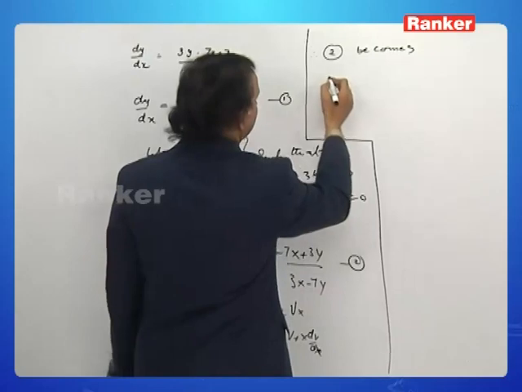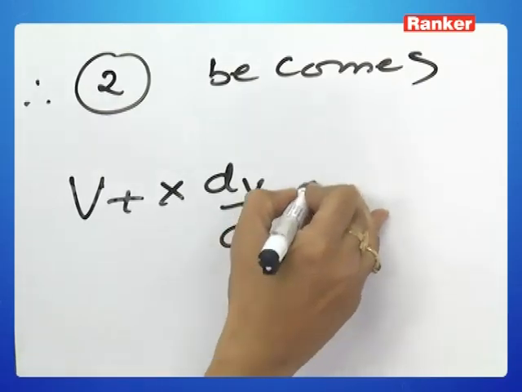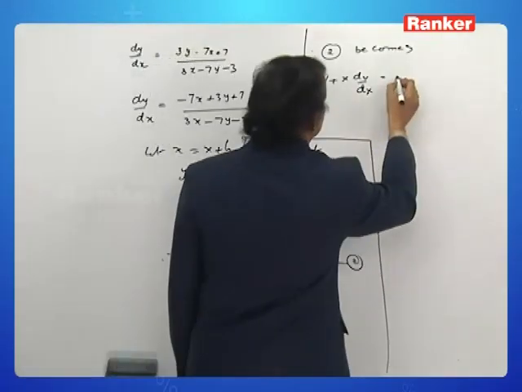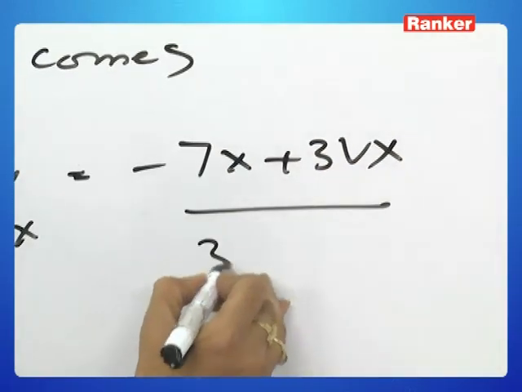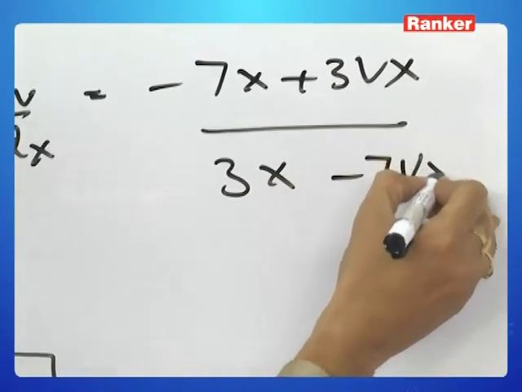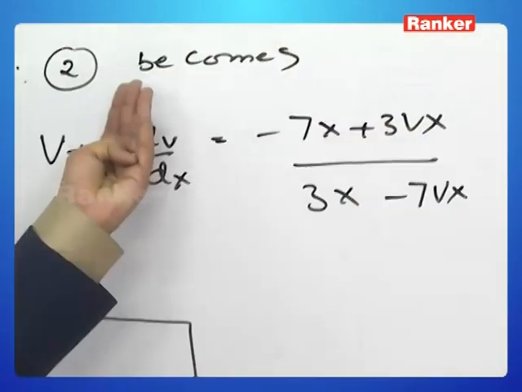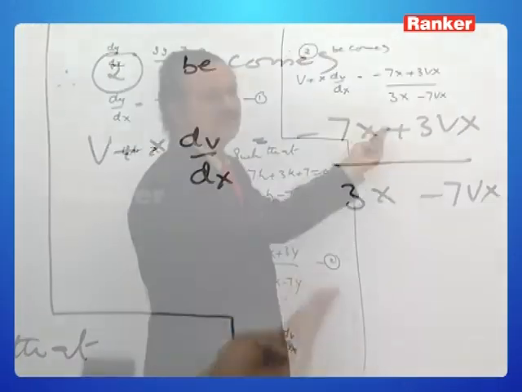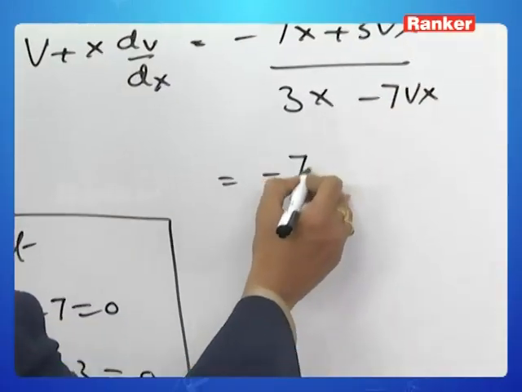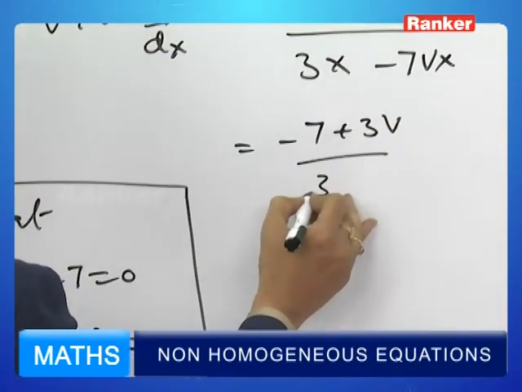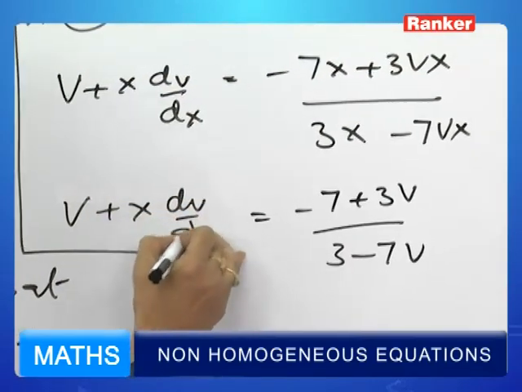in the place of dY by dX, we have to write v plus X dv by dX is equal to minus 7X plus 3vX by 3X minus 7vX. Of course, you divide both numerator and denominator with X, or you get X as a common factor in both numerator and denominator. They will automatically be cancelled. So that this is equal to minus 7 plus 3v by 3 minus 7v. This is all v plus X dv by dX is equal to.